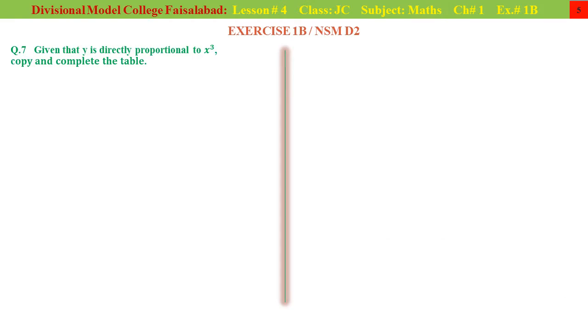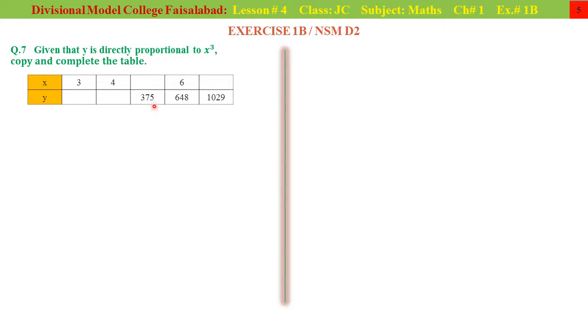In question number 7, you are given a statement and a table. This type of question you have done in exercise 1A as well. You need to complete this table. It is stated that y is directly proportional to x cube. Complete this table in the same way as we did in exercise 1A.